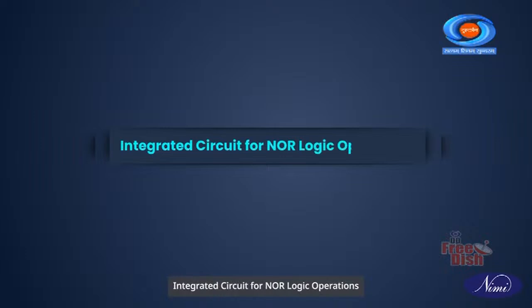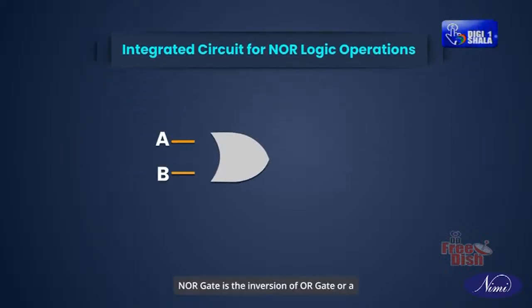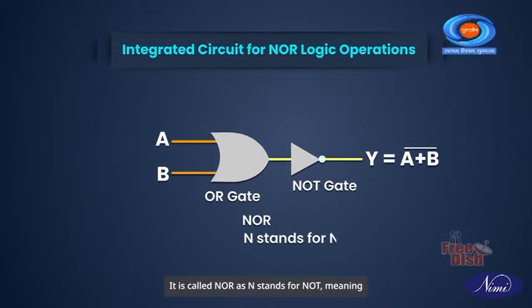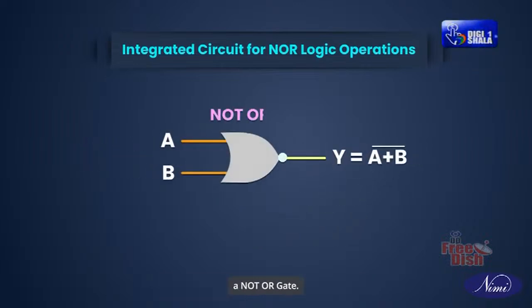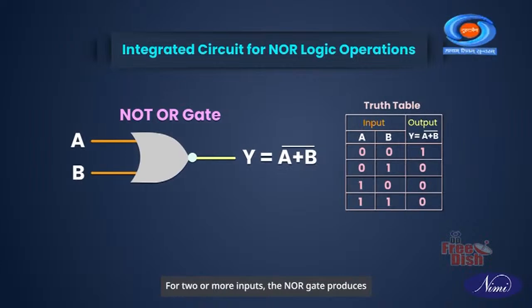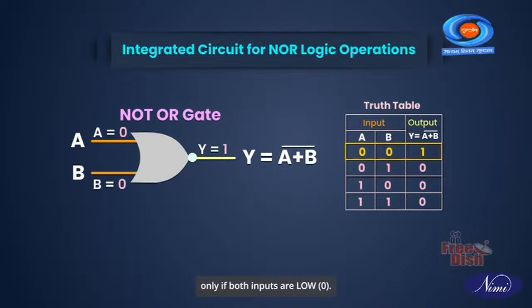Integrated circuit for NOR logic operations. A NOR gate is the inversion of OR gate or a combination of NOT gate and OR gate. It is called NOR as N stands for NOT, meaning a NOT OR gate. For two or more inputs, the NOR gate produces a high output only if both inputs are low.